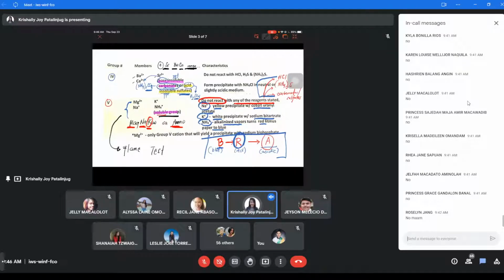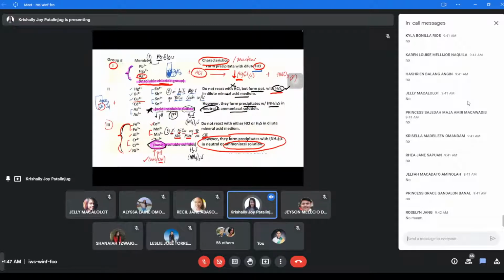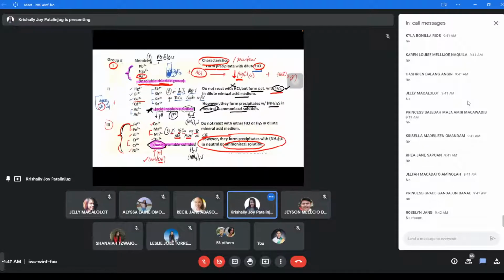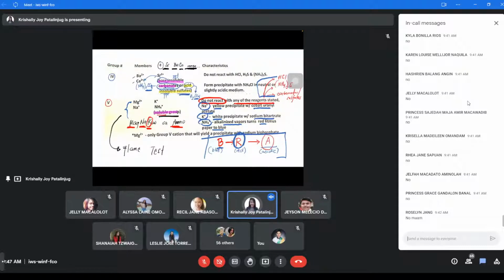So that would be the concept for this experiment: separation of basic constituents into groups. Please take note, Group 4 and Group 5. Group 4, serba ka naman, then Group 5, magnakaw sa amo. Now, I will be sharing the recorded experiment, so that any questions can be answered right in the video itself.